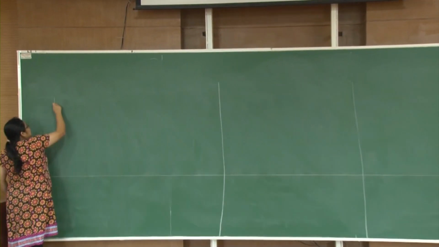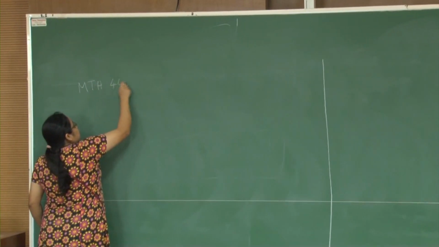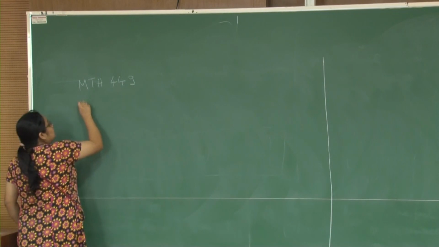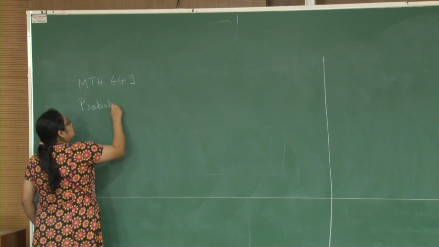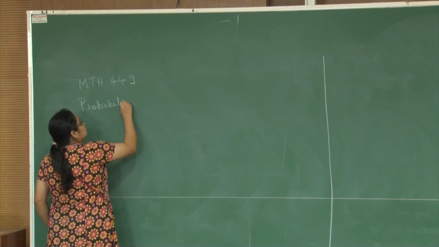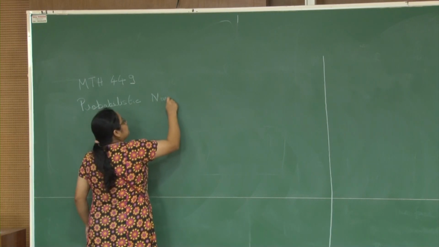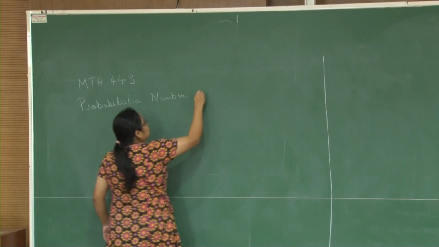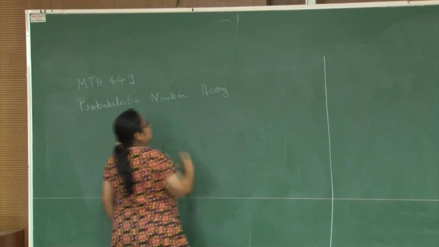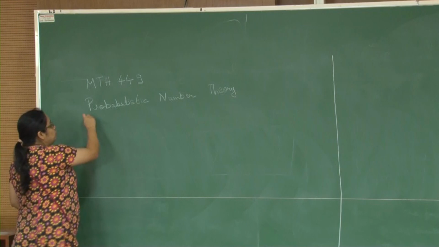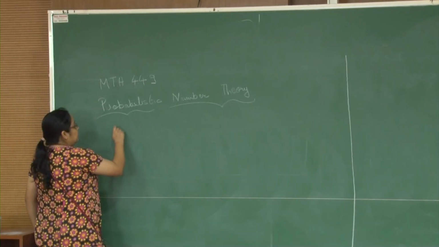Okay, so this is MTH 449, Probabilistic Number Theory. Okay, so we are familiar with probability and we are familiar with number theory.